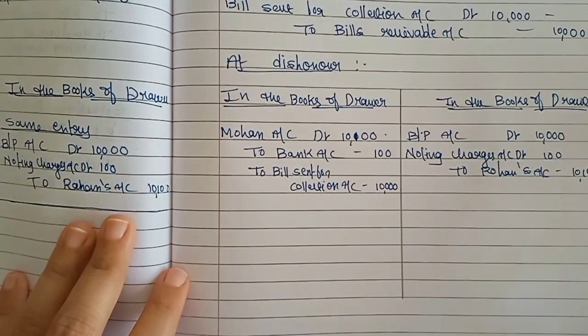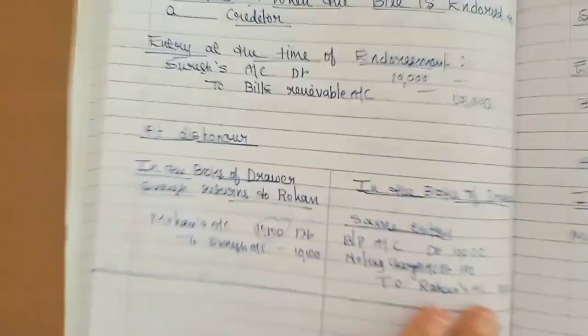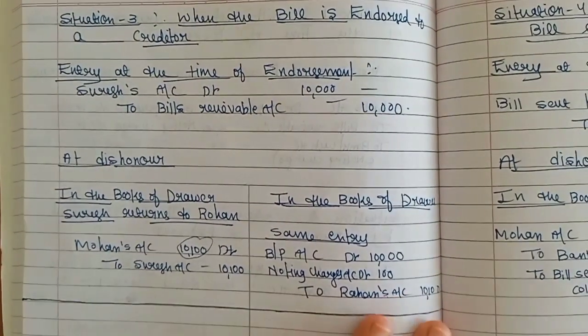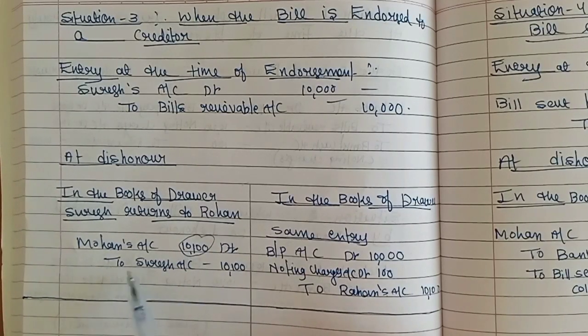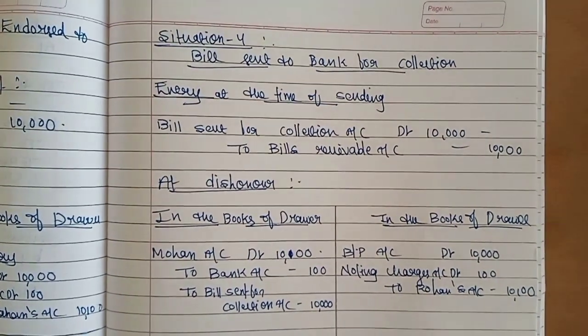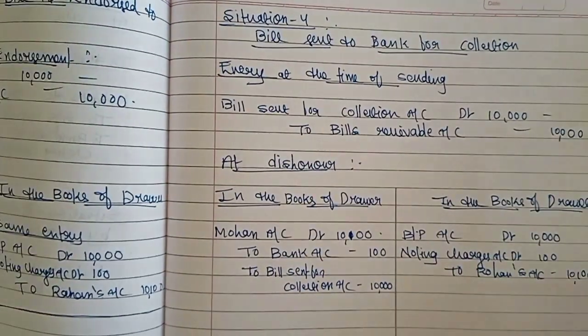Next, in the case of endorsement, the bill is endorsed to a creditor, which in our case is Suresh. So Mohan's account, anyway, we need to debit, and credit the endorsee's account, that is the creditor's account, Suresh's account. Clear? That's it.